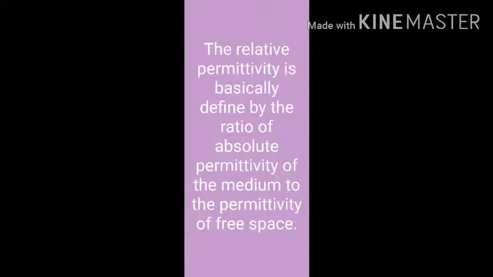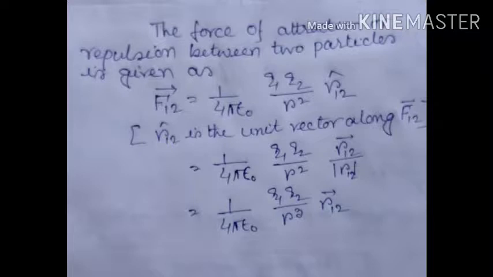Now we will know Coulomb's law in vector form. The force of attraction or repulsion between two particles is given by F vector 12 is equal to 1 by 4 pi epsilon naught q1 into q2 by r square r12 cap. So the force is directed along the vector r12 cap. r12 cap is the unit vector along the force F12.